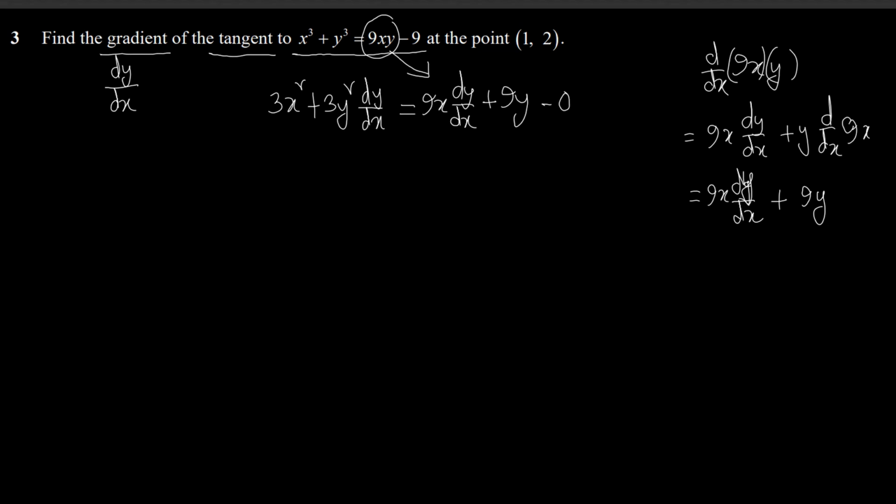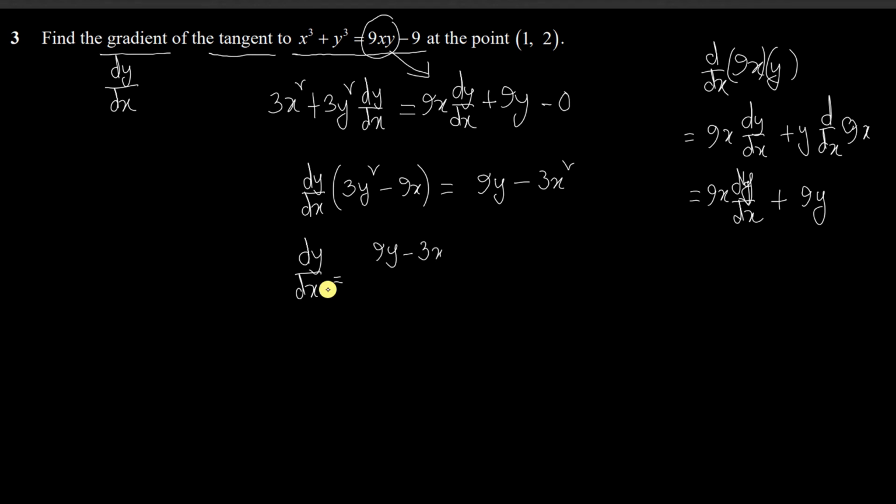Now we need to make dy/dx the subject. So if we make dy/dx the subject, let me take it common from the left side, it is 3y squared, and from the right side we get minus 9x, and 9y is written on the right side, and 3x squared you can take to the right side. So finally dy/dx equals 9y minus 3x squared divided by 3y squared minus 9x.